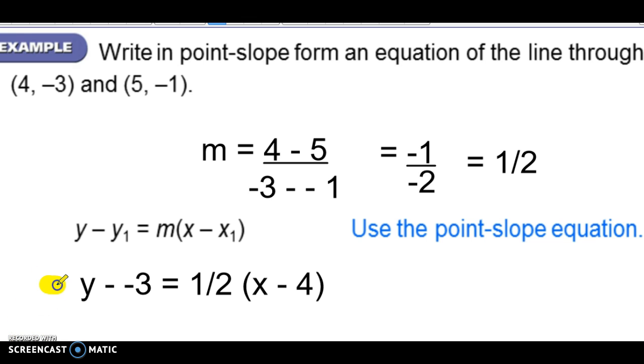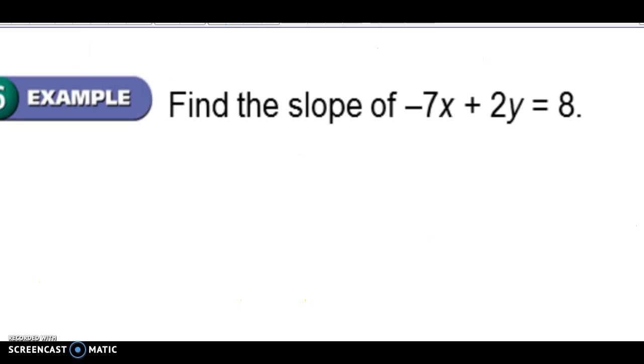This is fine. This answer, well, actually, this minus 3, I should make that into a plus. But other than that, what I have here is really a finished answer. I don't have to put it into the slope-intercept form of the line. I could write y plus 3 equals 1/2 times x minus 4, and that's fine.